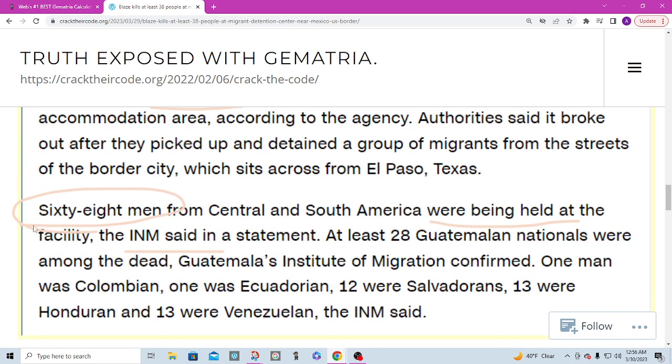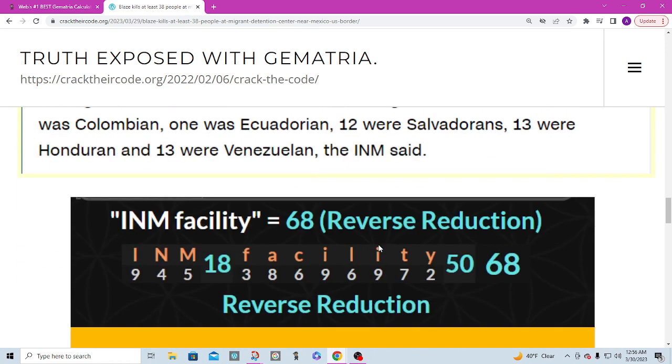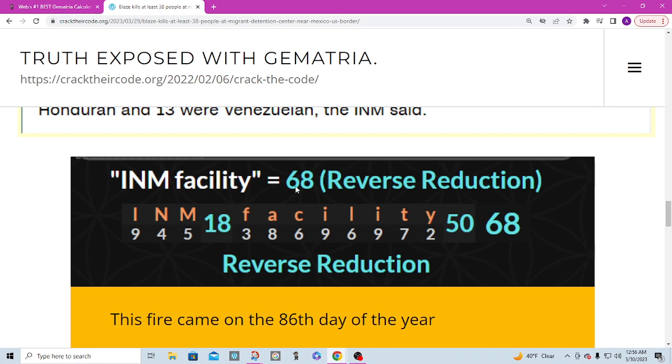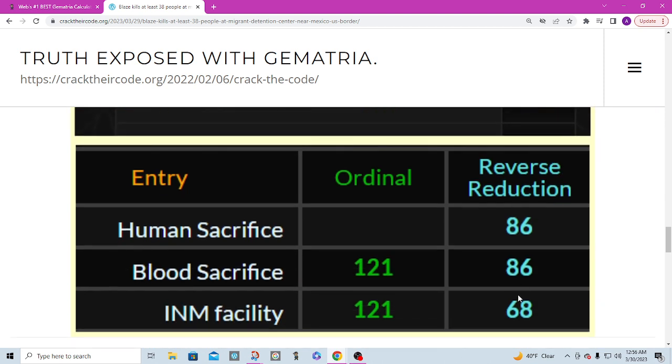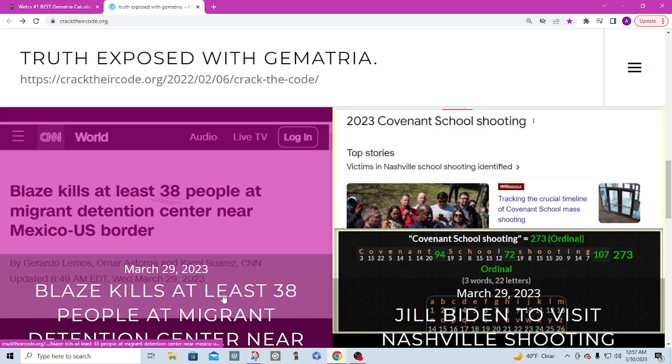And it says there were 68 men from Central and South America being held at this facility. And that's the name of the facility. We got 68 people being held there. And the fire was on the 86th day of the year. There's the name of the facility. Same pattern we just seen with the other one, the 27 guy, the Navy SEAL 27.